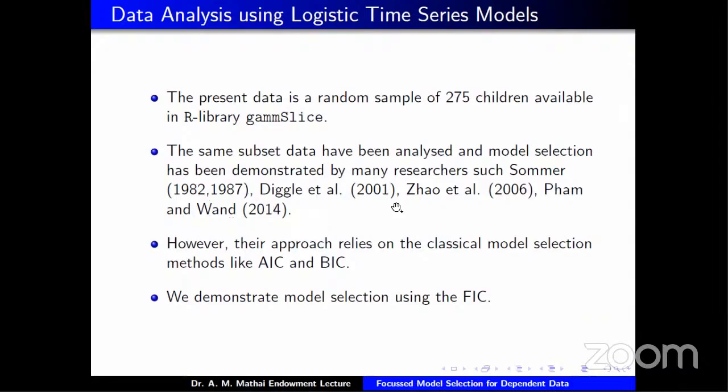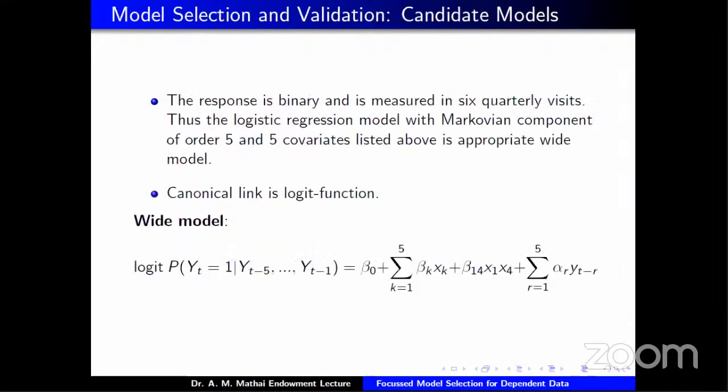Some of the earlier work which used this data is listed here. However, most of them were using AIC, BIC kind of criteria, so we thought that we can actually try FIC in this context. The response is binary and measured over 6 quarterly visits. It is a logistic regression model with a Markovian component of order 5 and 5 covariates.